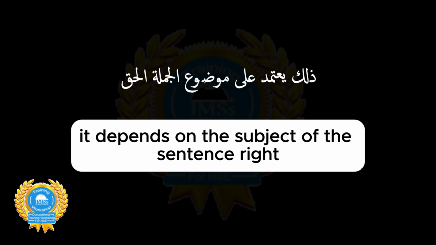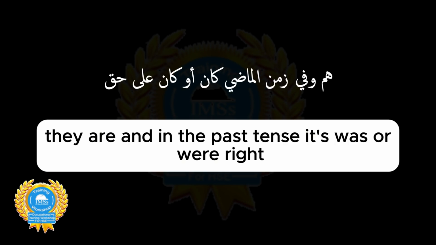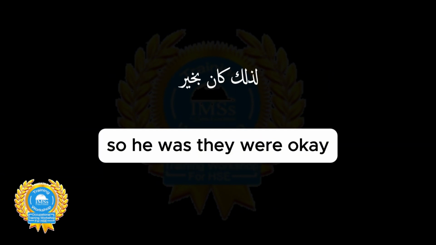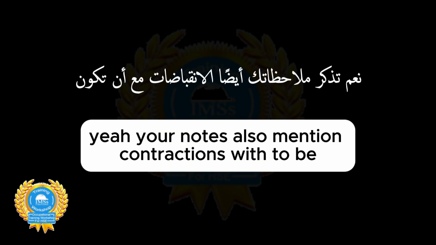Yeah, it depends on the subject of the sentence. Right, so he is, I am, they are. And in the past tense, it's was or were. Right, so he was, they were. Okay, yeah. Your notes also mentioned contractions with to be.